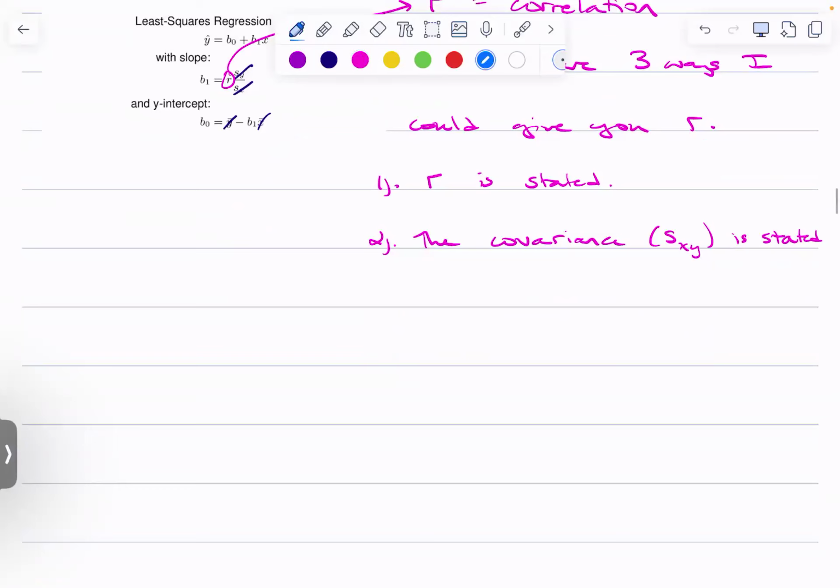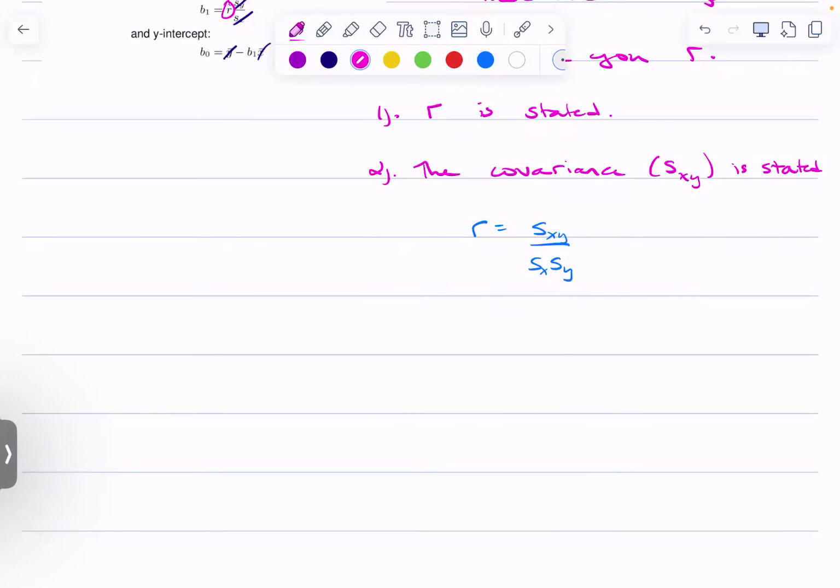How would you use that? R is SXY over SX times SY. But from above, I already gave you SX and SY. And so it is just one more component that I would need to give you. That's why it's not that much of a stretch.